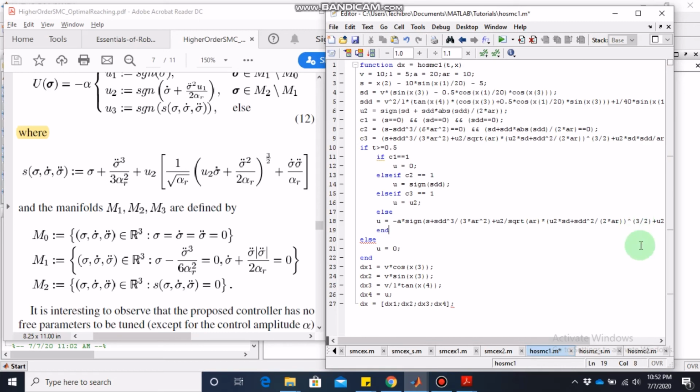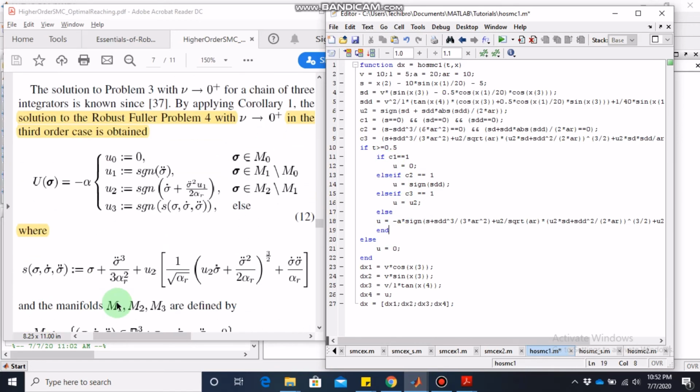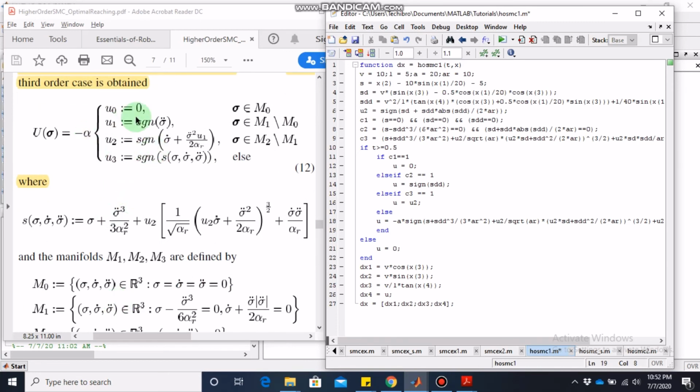Notice that all these else if conditions represent the corresponding conditions in the paper here. I have translated the manifold conditions in the paper in terms of C1, C2, C3, and I've added them here. And the other condition is also there, that we apply the controller for t greater than or equal to 0.5. Whenever time is less than 0.5, the controller is 0. So we save this file and we go back to here.